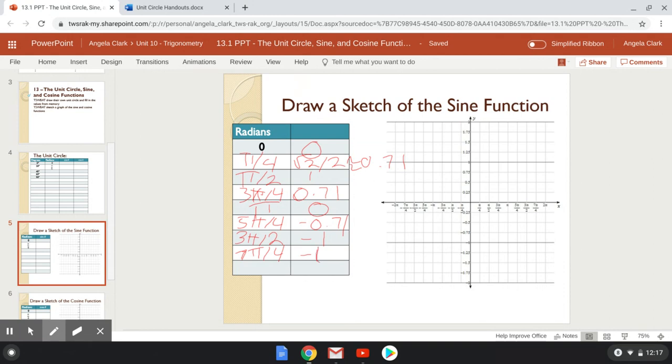It's not negative 1, though. It's negative 0.71. And then we have 2 pi. So we're back to the same location as 0. So that's just going to be 0, positive x-axis.